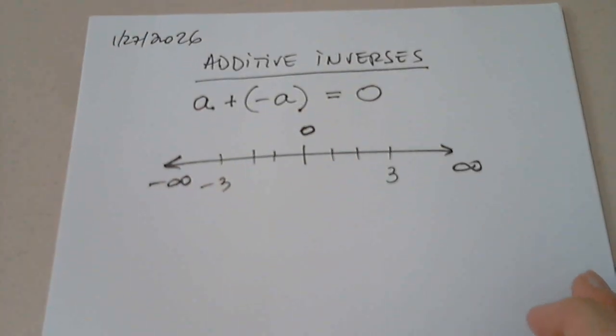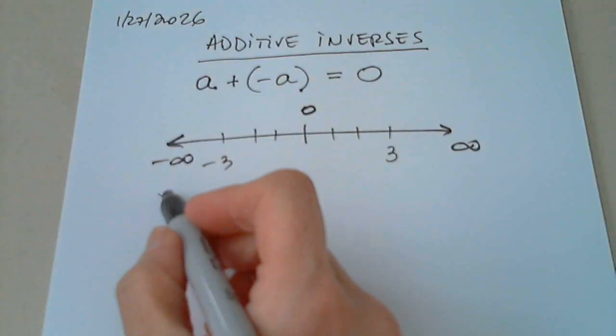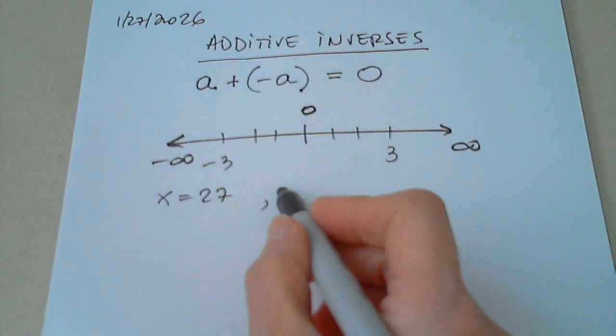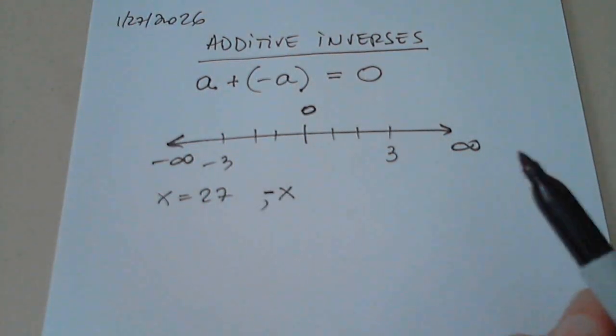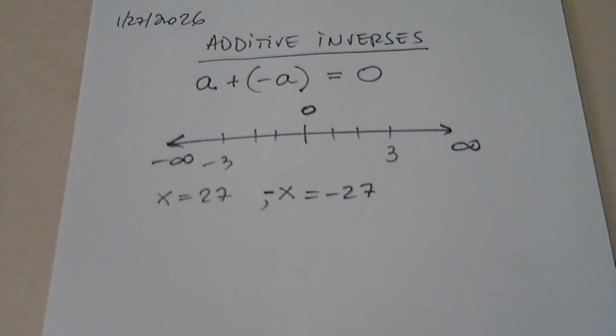Now, what happens when I'm asked, for example, let's say x equals 27. How do I determine the opposite of x? Well, the opposite of x would be -27.